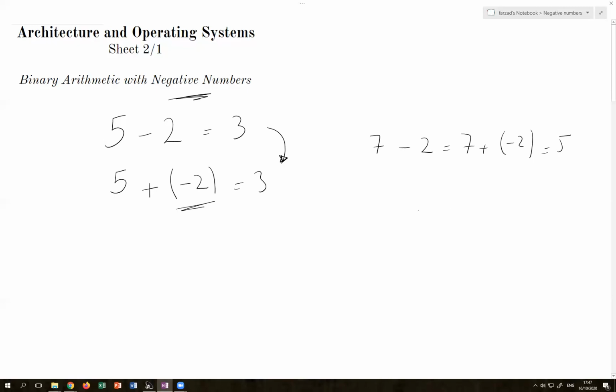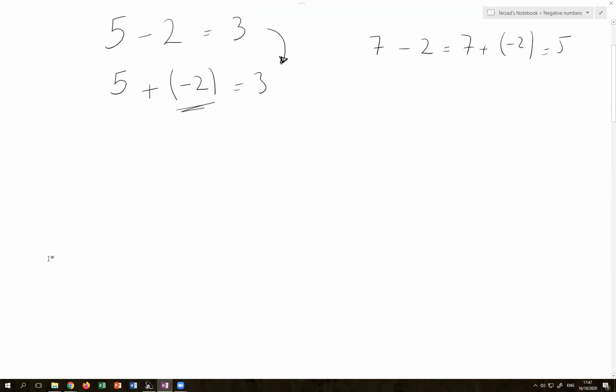So, binary addition that we discussed last week is quite important because we are going to use the same concept again. Negative numbers: what is the first technique that we have for negative numbers? The first one is called sign magnitude. What is sign magnitude?